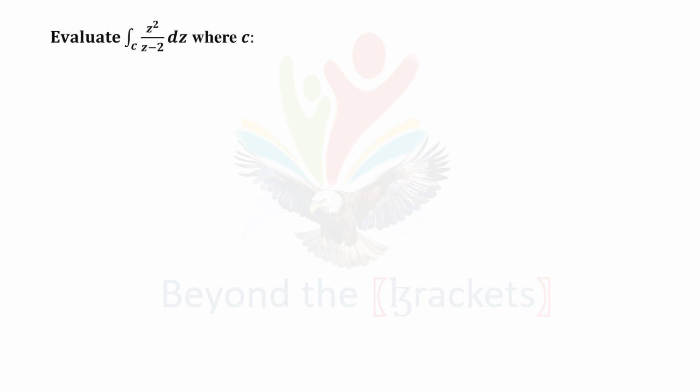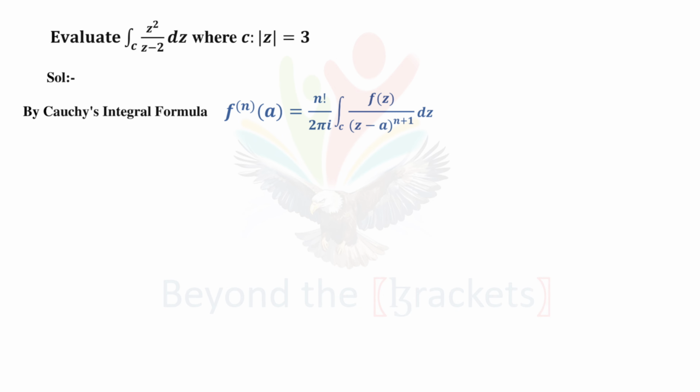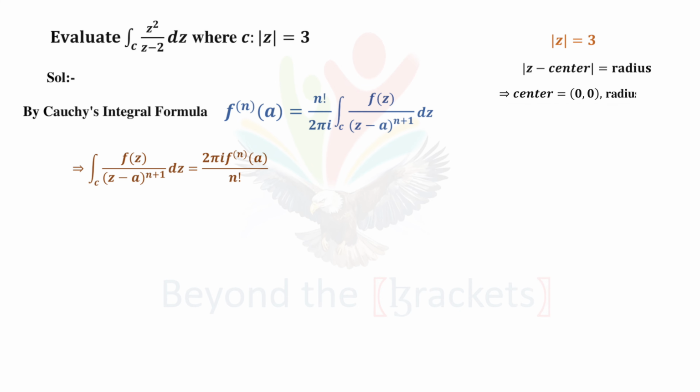Here comes the first question. To solve this, consider Cauchy's integral formula. In this formula, the value of this integral can be obtained by cross multiplying 2πi and n factorial. We are also given |z| = 3. Compare this with the standard form |z − center| = radius. So this represents a circle in the complex plane with center (0, 0) and radius 3 units.